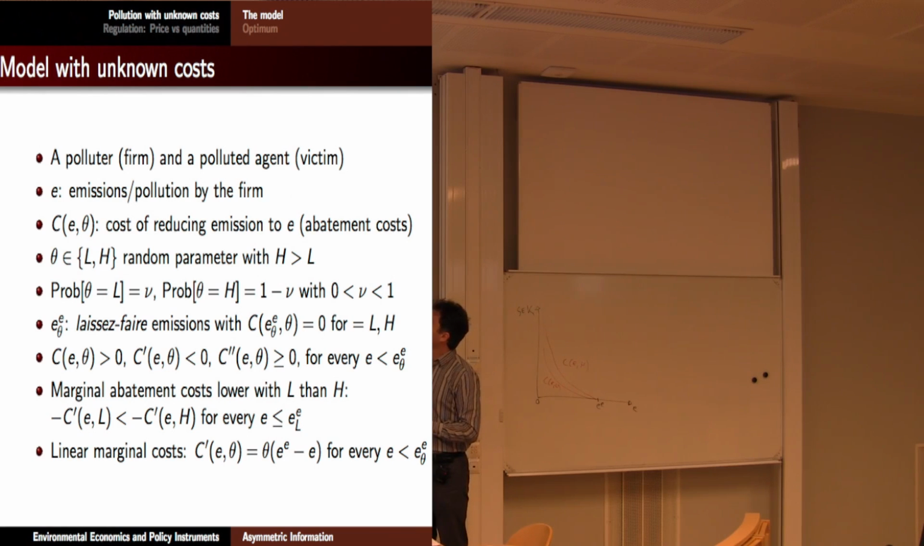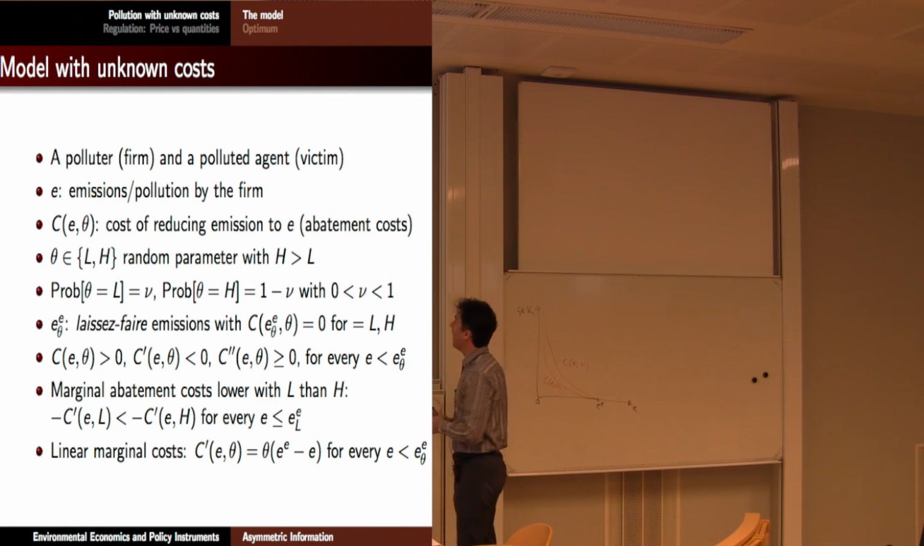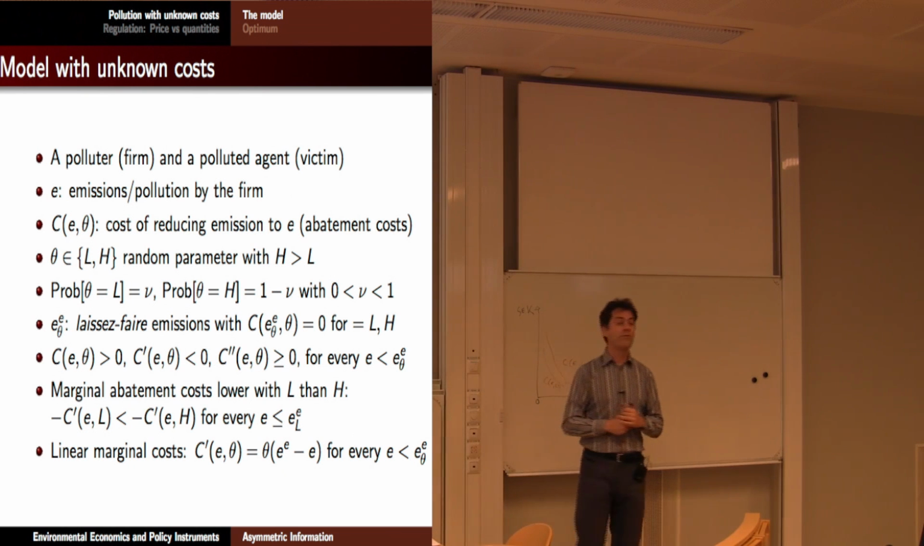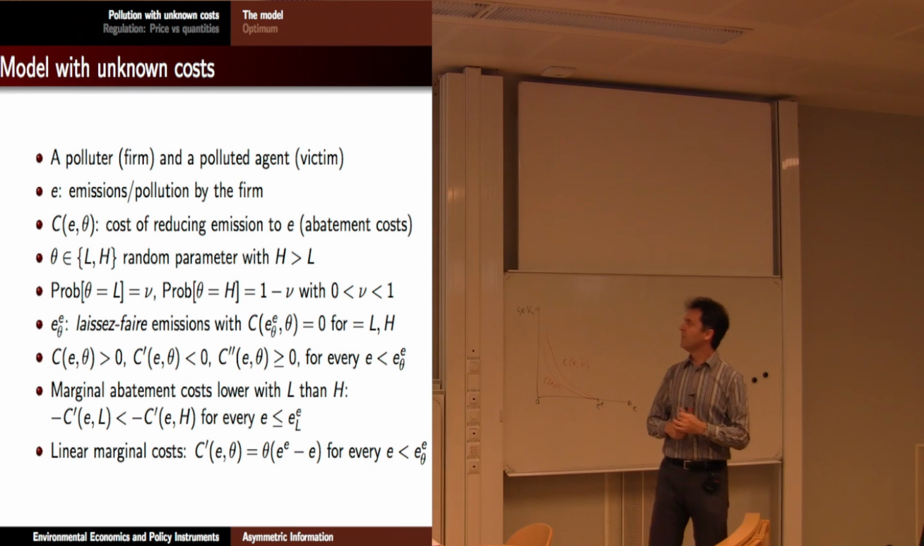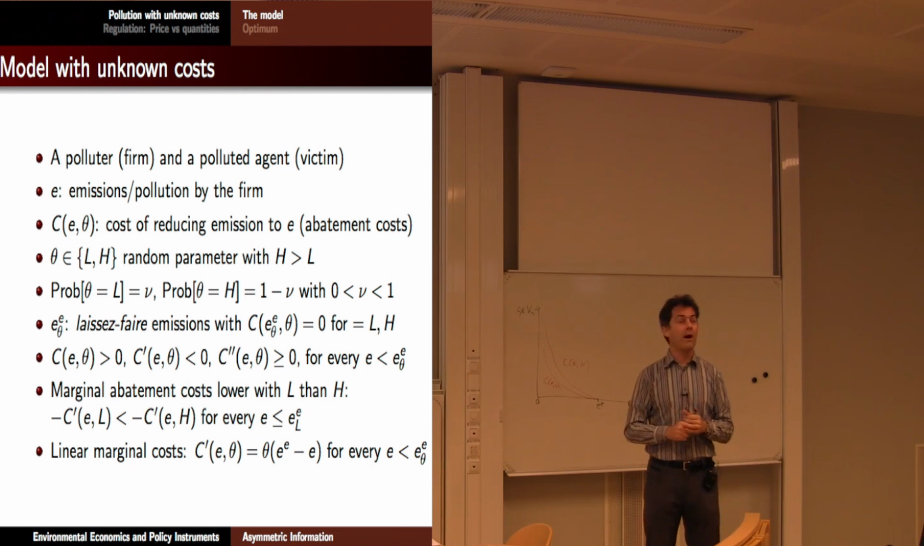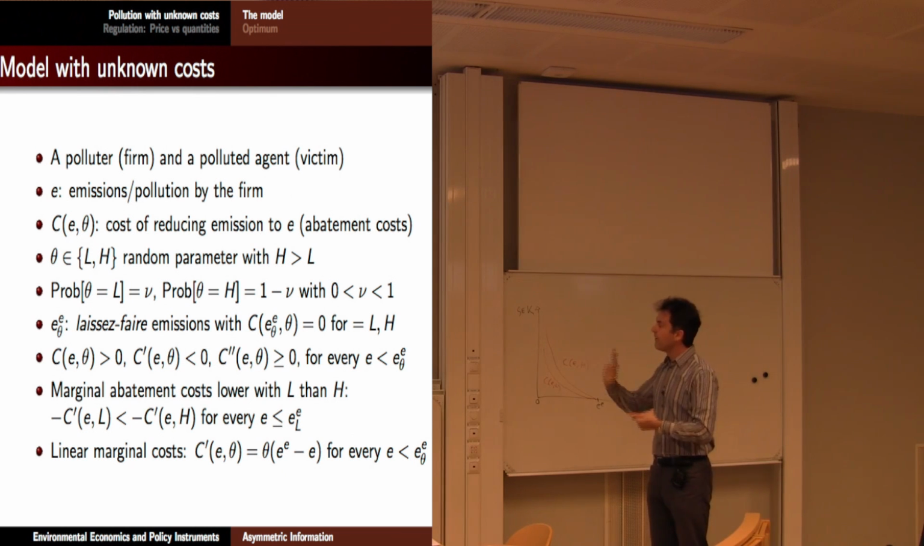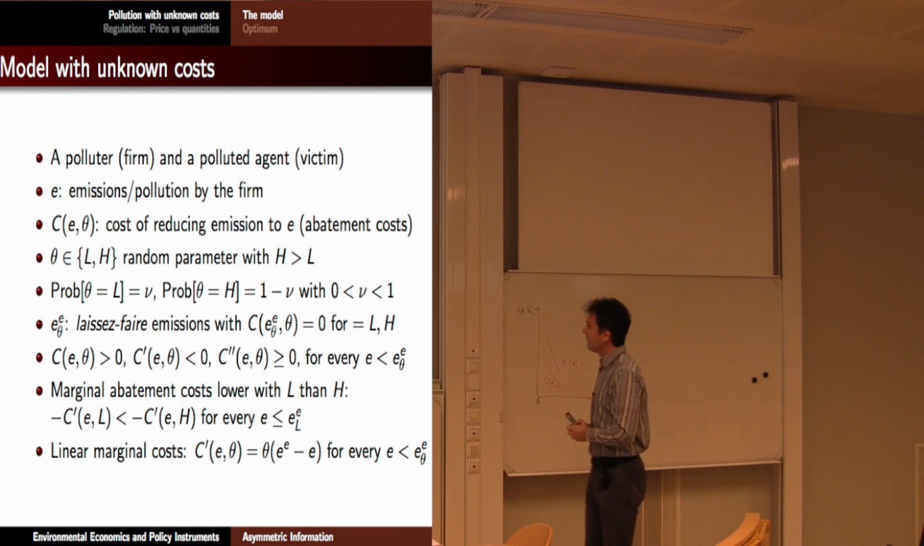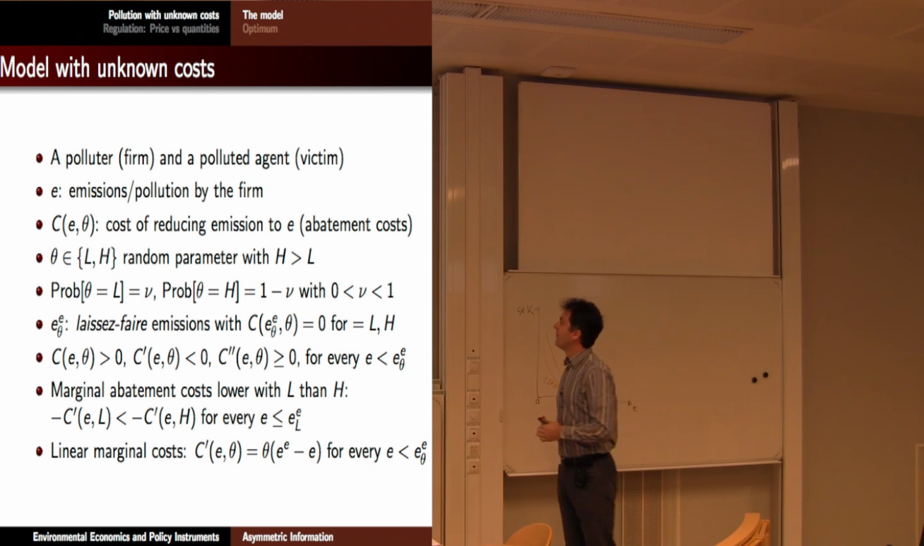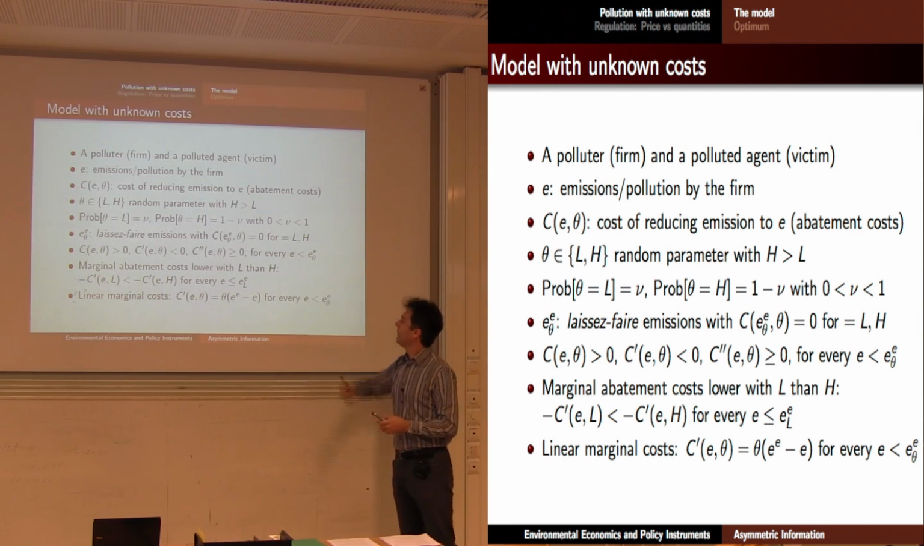The regulator does not know the real cost. All the regulator knows is that in the economy there's a probability phi that our costs are low, and probability 1 minus phi, or nu. No, it's not phi, it's nu. Nu that costs are high. So this is common knowledge for the two partners. Also the firm knows that, the regulator knows that. So these are the properties of the cost function.